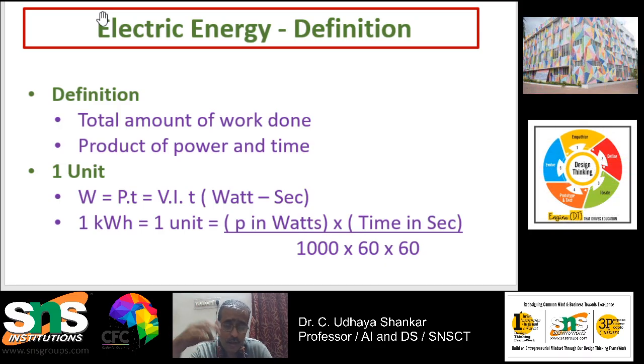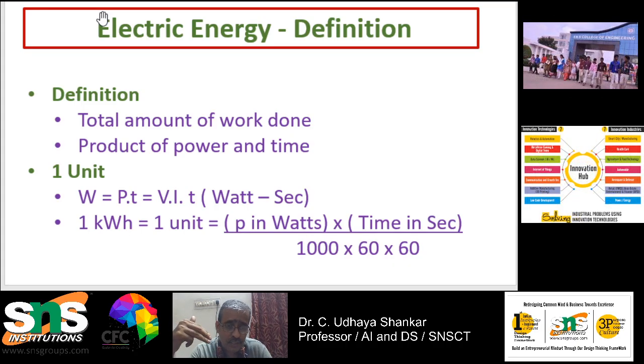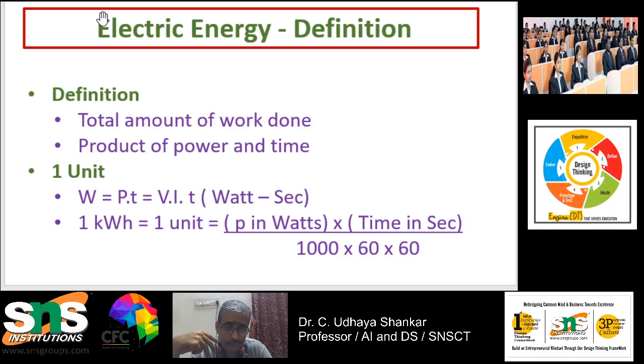It is nothing but you specify the power in watts, time in seconds, and finally you divide the entire formula by 1000. Why I am dividing by 1000 is because I want to convert watts to kilowatts, and again dividing by 60 into 60. Why? Because time is in seconds, so I want to convert that to minutes and then to hours. So 1 kilowatt hour is called 1 unit.